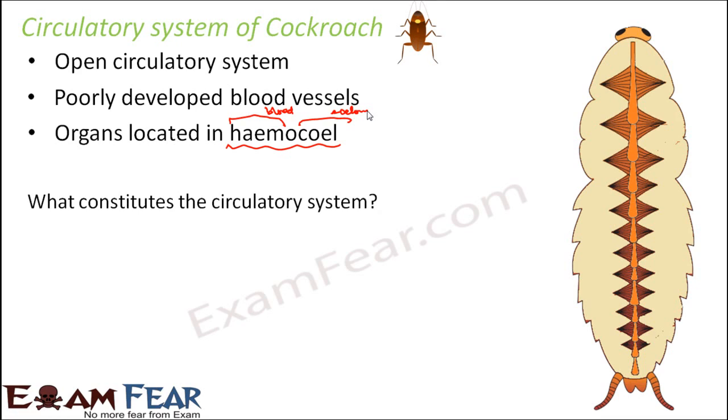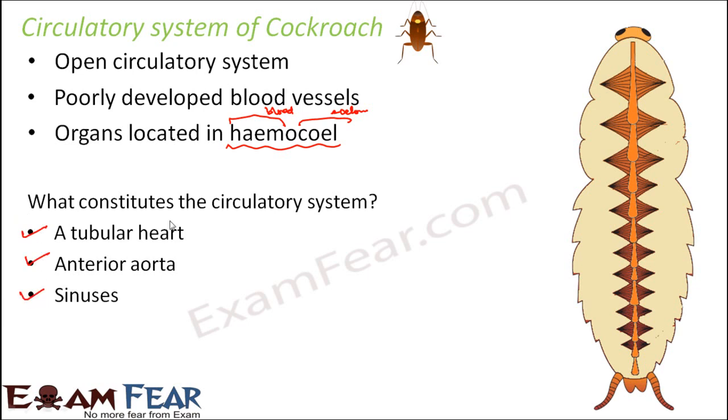Now what constitutes the circulatory system? What are the different parts which together form the circulatory system? A tubular heart, anterior aorta, and sinuses. So these are the three major parts which together form the circulatory system in cockroach. Now when I talk about a tubular heart, heart is always the pumping organ which pumps blood to different parts of the body. So here also heart is a pumping organ. Anterior aorta is a blood vessel.